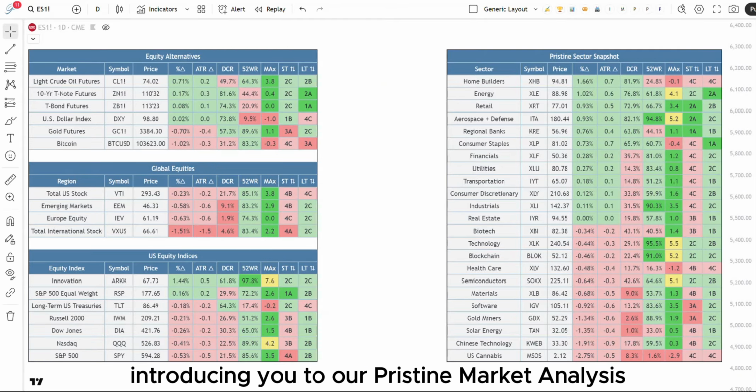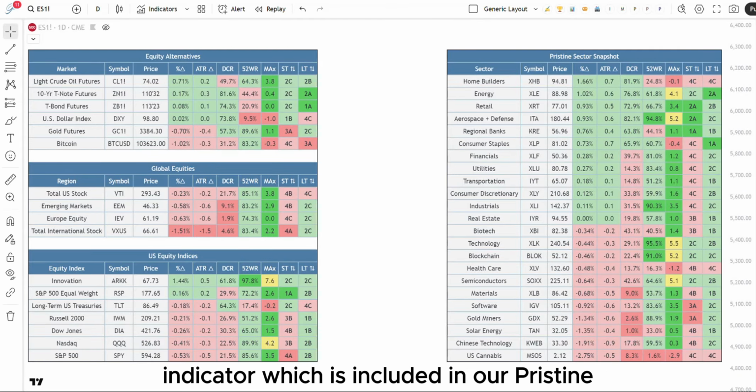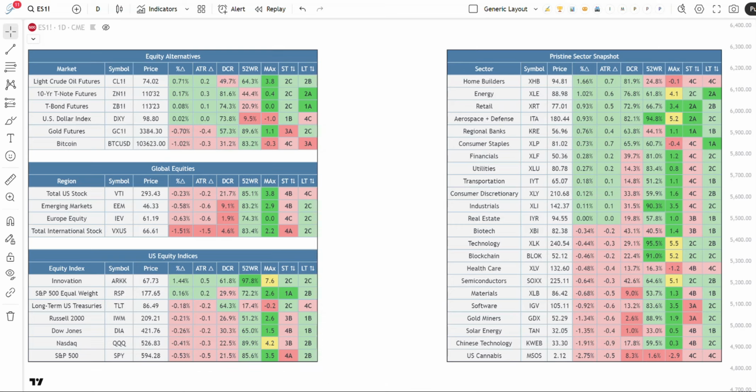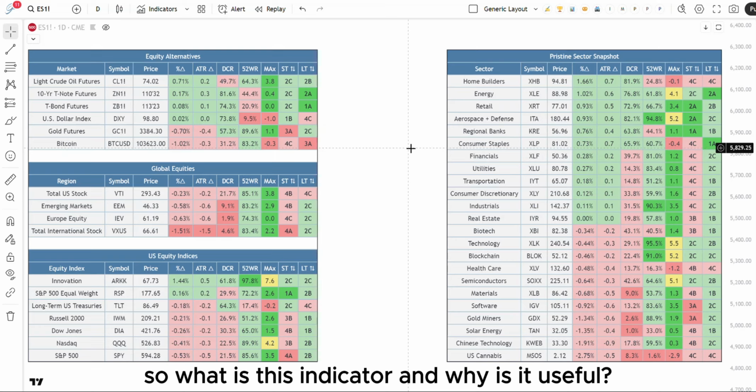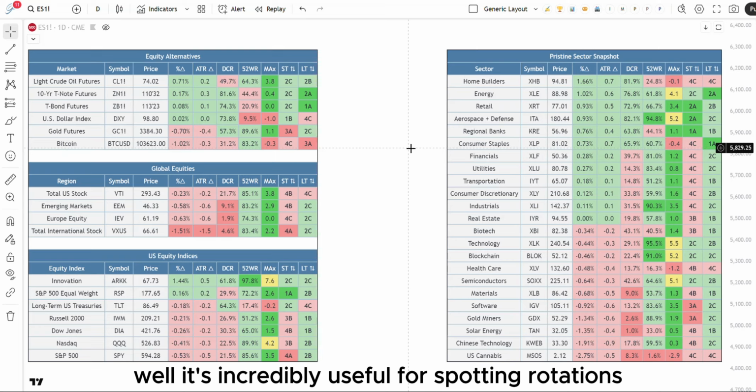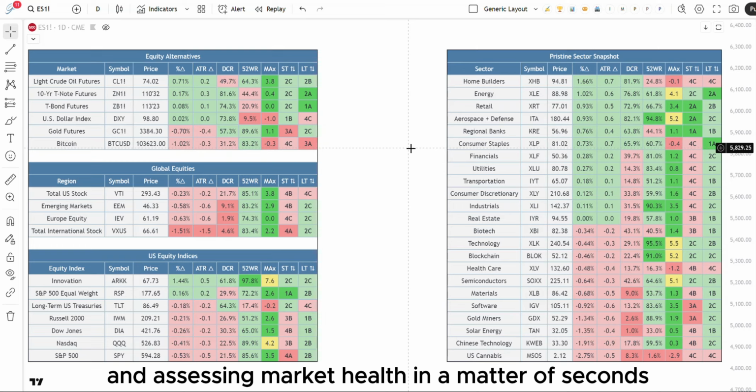Andrew O'Connell here, introducing you to our Pristine Market Analysis Indicator, which is included in our Pristine suite of TradingView tools. So what is this indicator and why is it useful? Well, it's incredibly useful for spotting rotations and assessing market health in a matter of seconds.